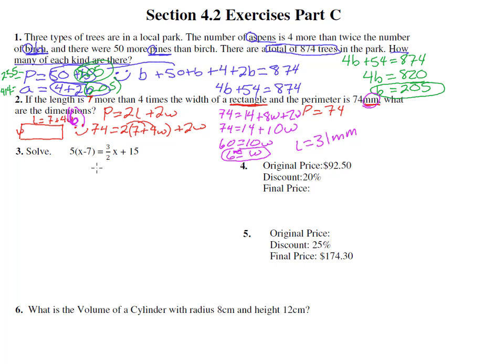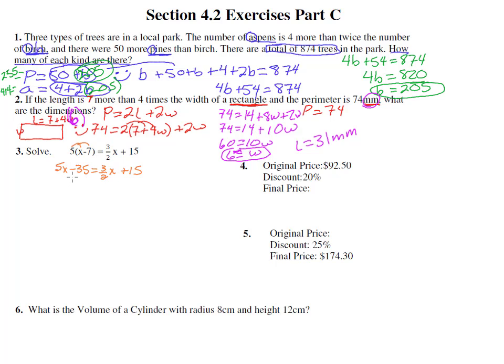Number 3, solve. Oh, this is an equation review from chapter 3 where we are going to solve and get x's by themselves. Let's recall the things that we need to do to simplify this down. Are there any, number 1, parentheses? There are, so we distribute. So we get 5x minus 35 equals 3 halves x plus 15.